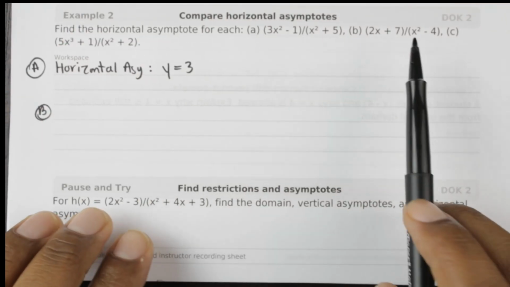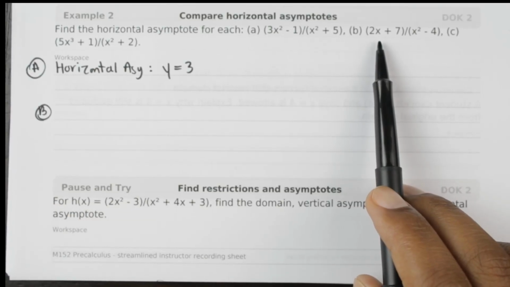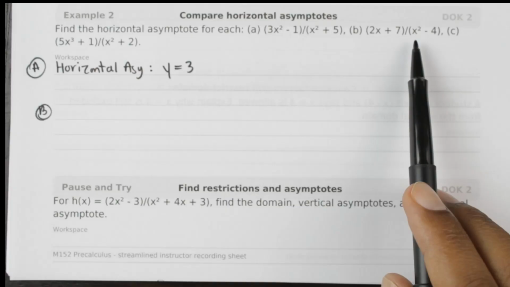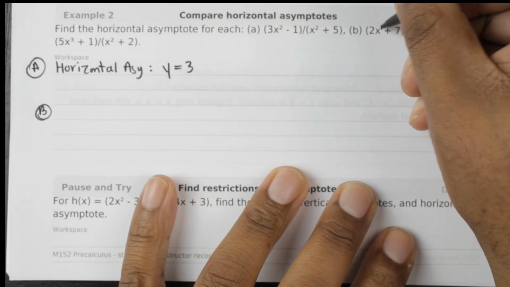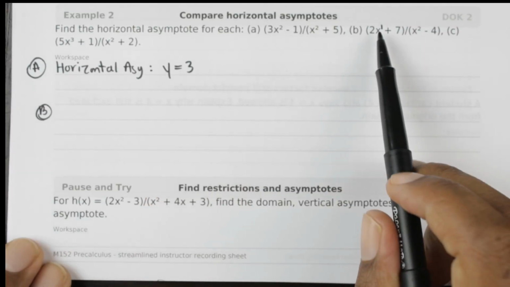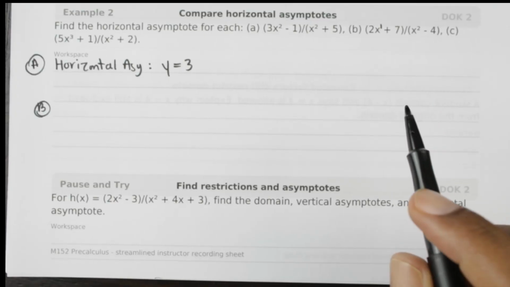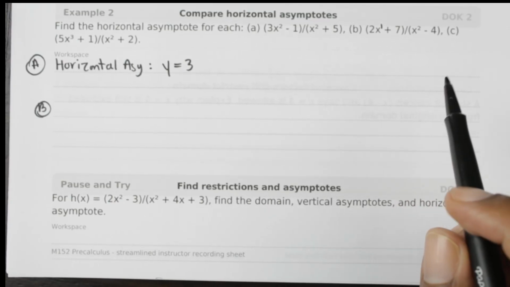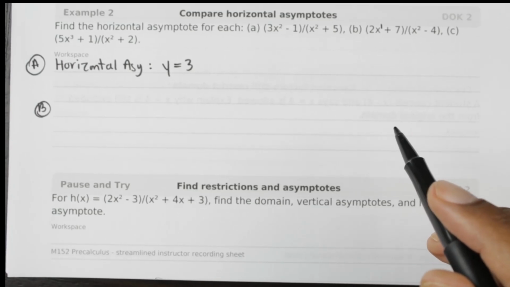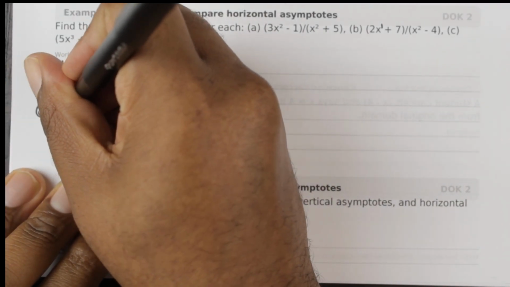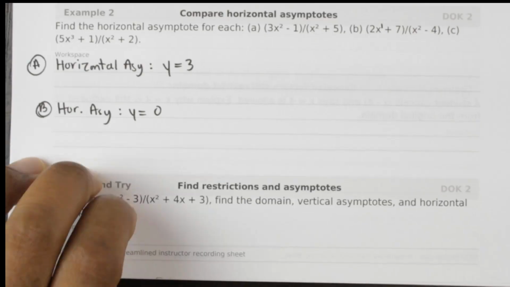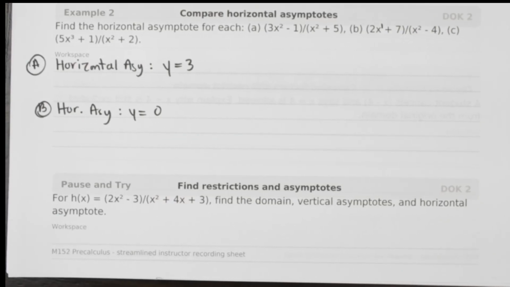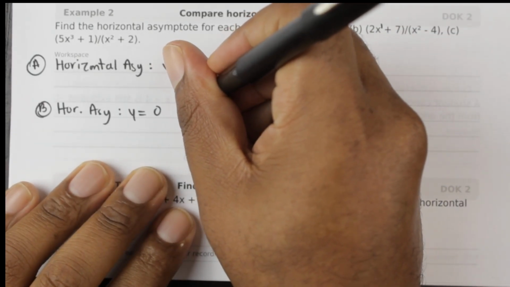For part B, the denominator has a degree of 2 and the numerator has a degree of 1. So the denominator degree is larger. When the denominator degree is larger, the horizontal asymptote is y is equal to 0. Again, that's a top degree of 1 and a bottom degree of 2.